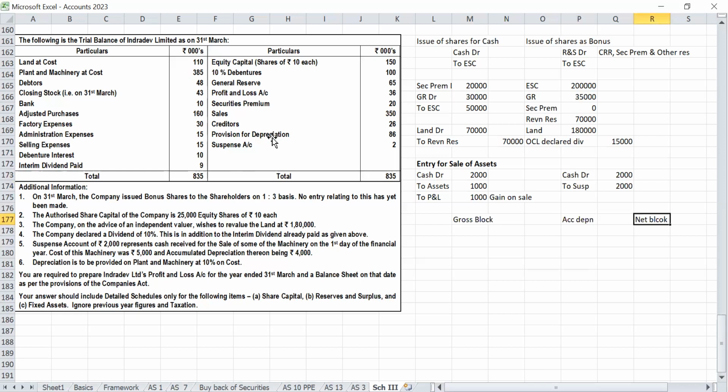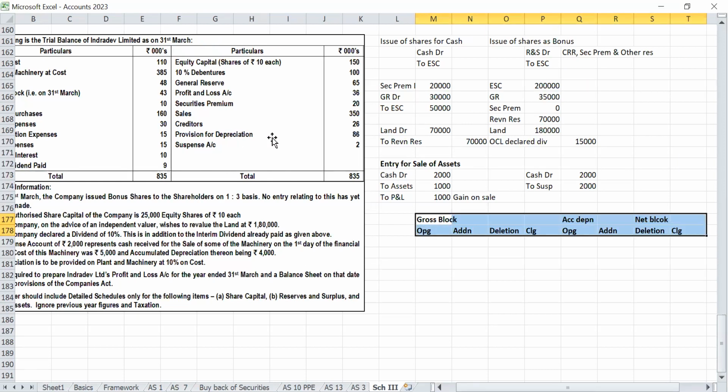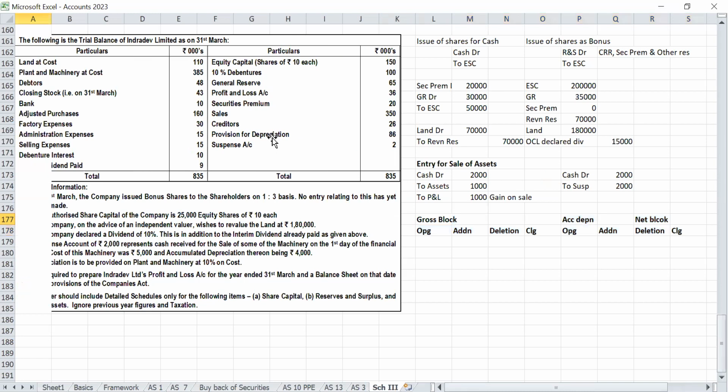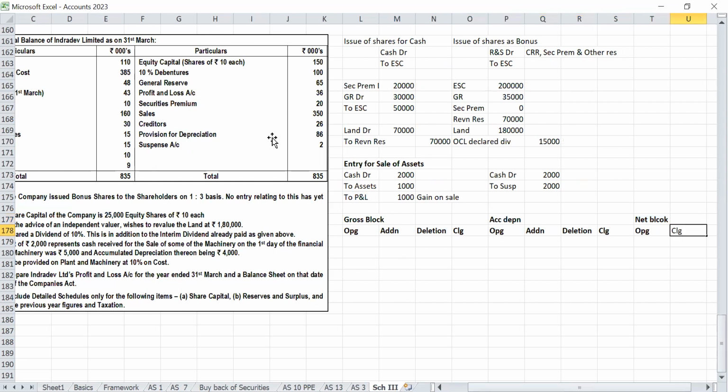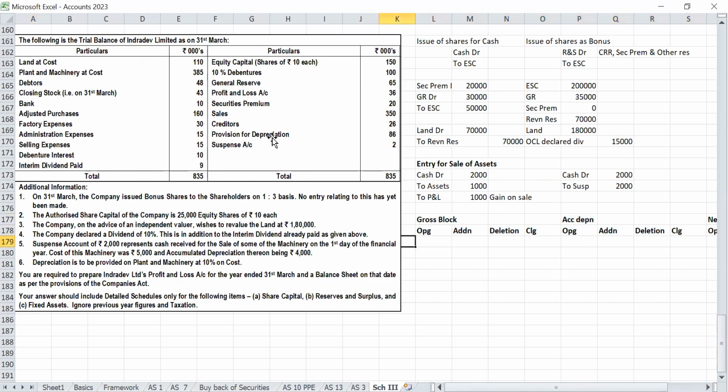Correct? Yes, sir. Format will be opening, addition, deletion, closing. Same for accumulated depreciation also. Correct? Then you should write net block opening, closing alone. So see, plant and machinery only.